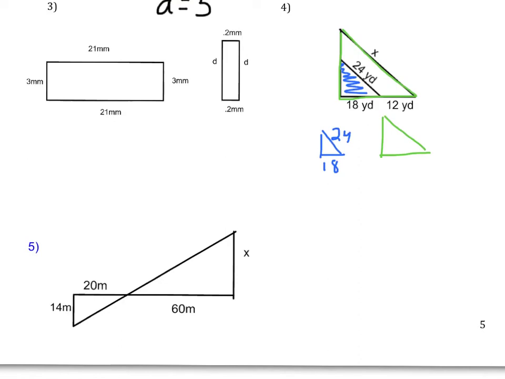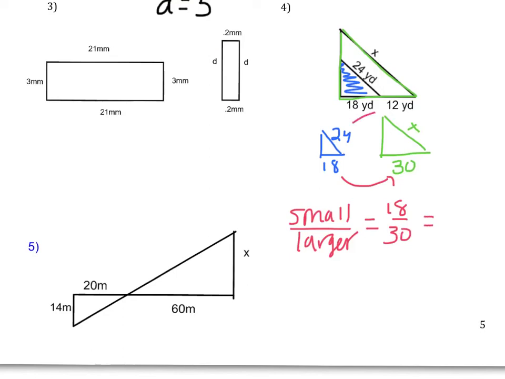In my green triangle, or the bigger one, I have 18 plus 12 for the bottom side, which adds to 30, and then I have x for my longer side. Now I can set up my proportion. So I'm going to do my smaller figure compared to my larger figure, or the left one compared to the right. So to go from 18 to 30 should be the same as going from 24 to x. And now I'll solve this proportion.